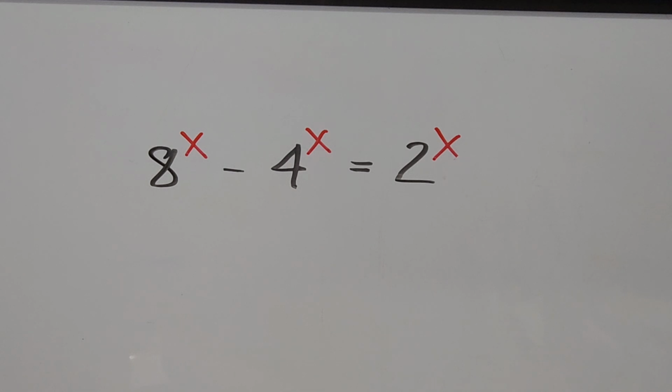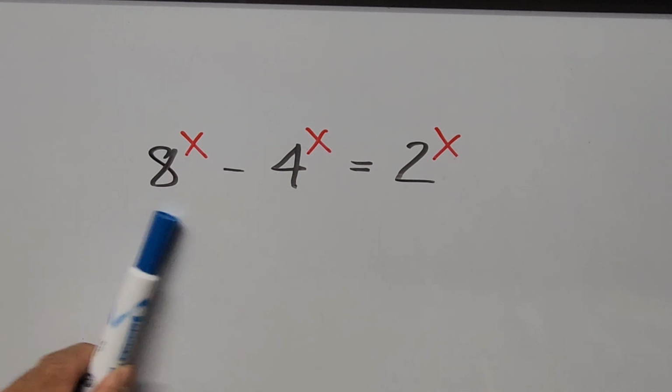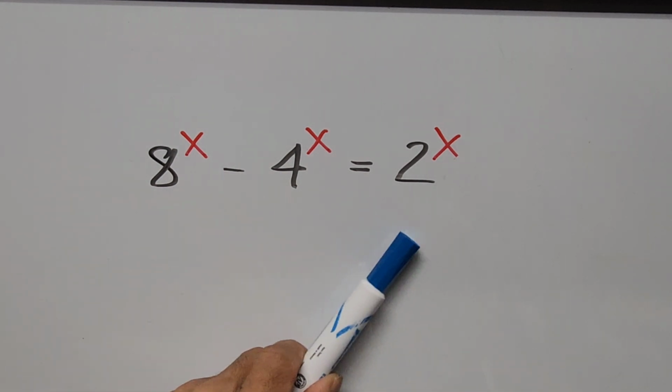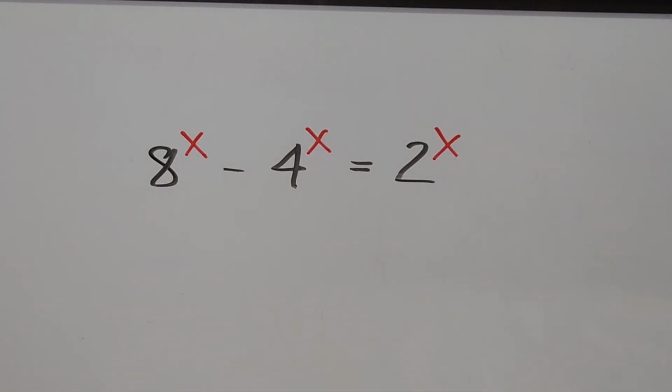In this video we're going to solve this given exponential equation, a math Olympiad question. 8 to the power of x minus 4 to the power of x equals 2 to the power of x. And in here we're going to solve for the values of x. And without further ado, we start solving the equation.